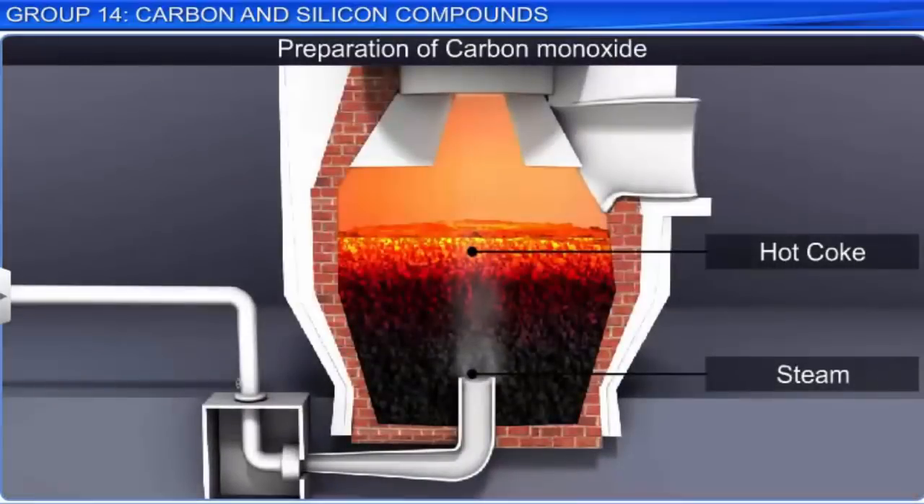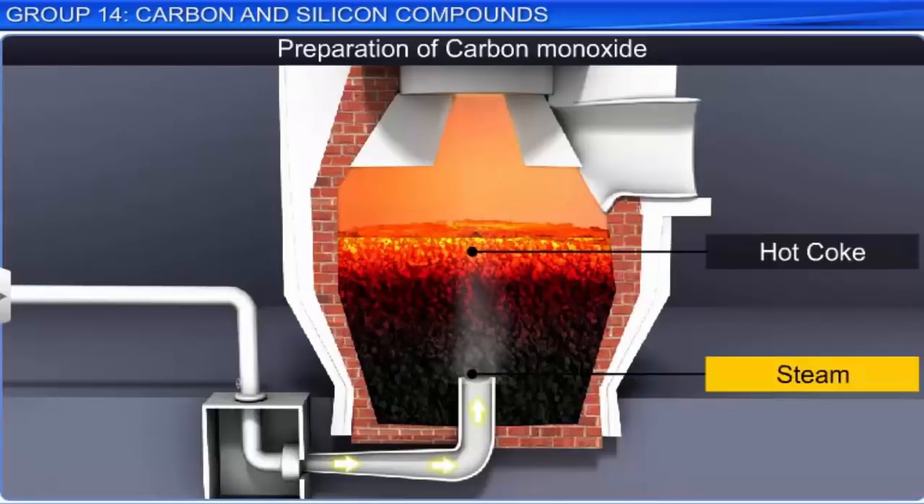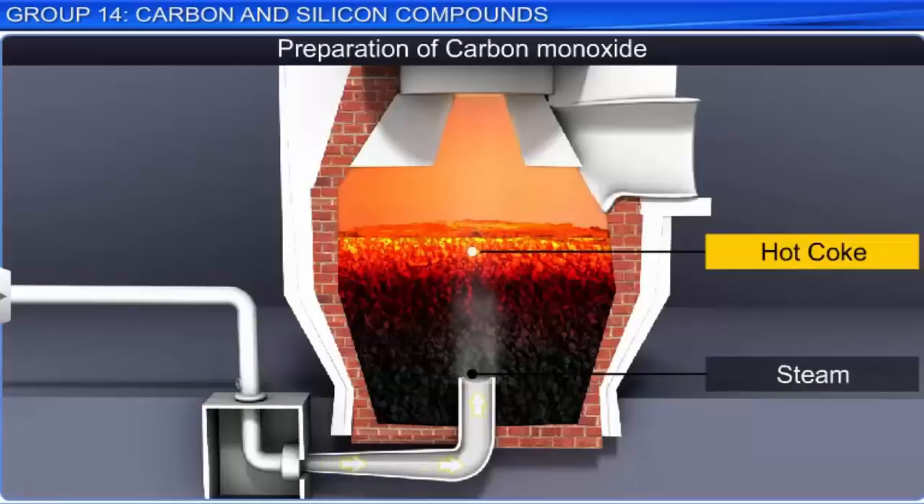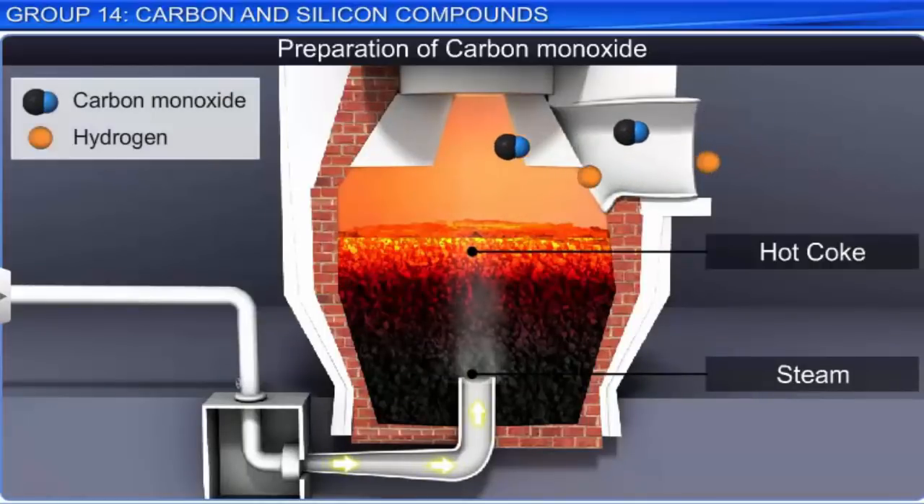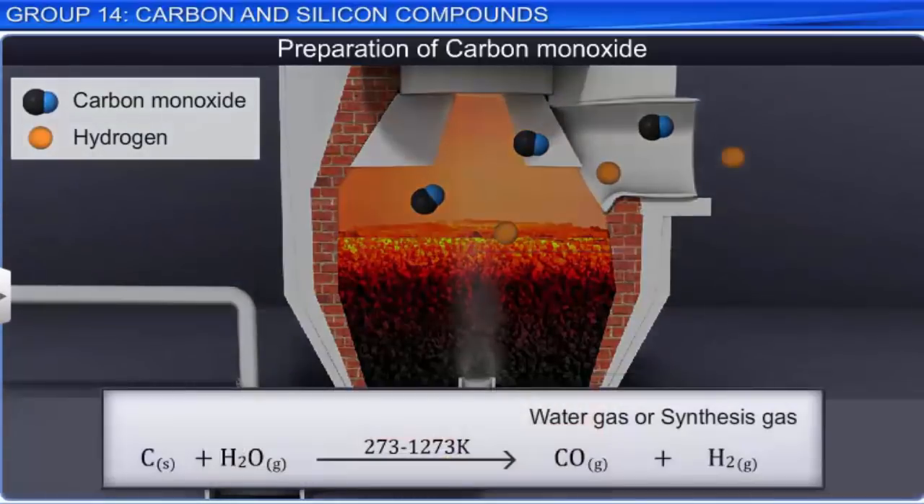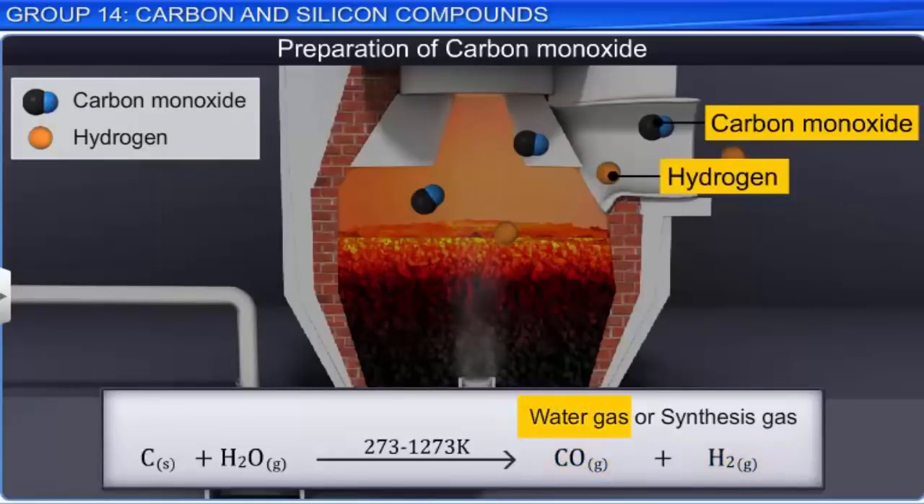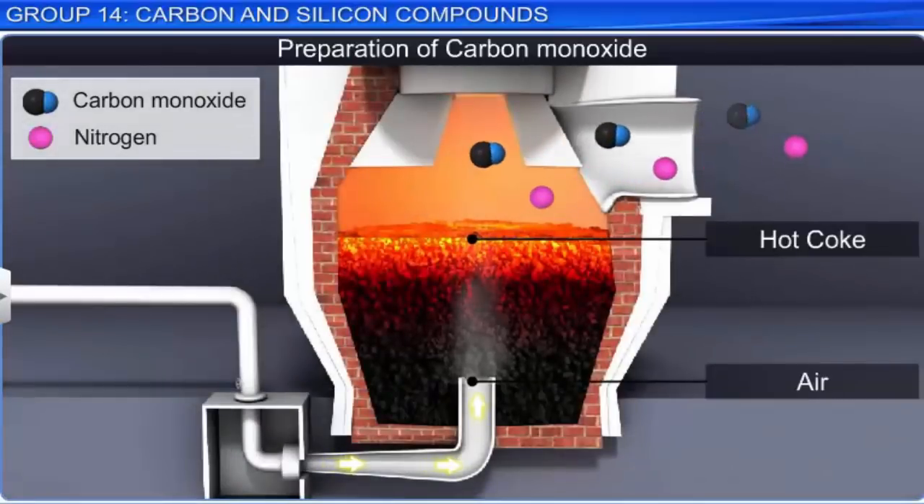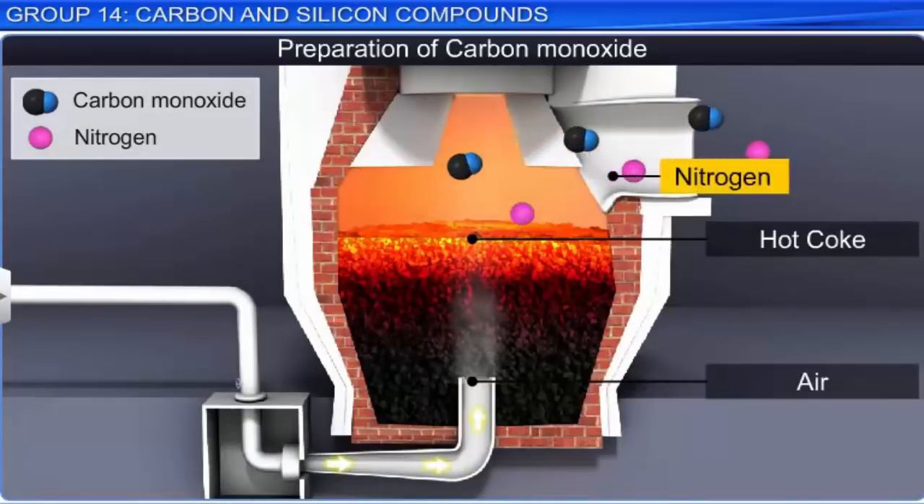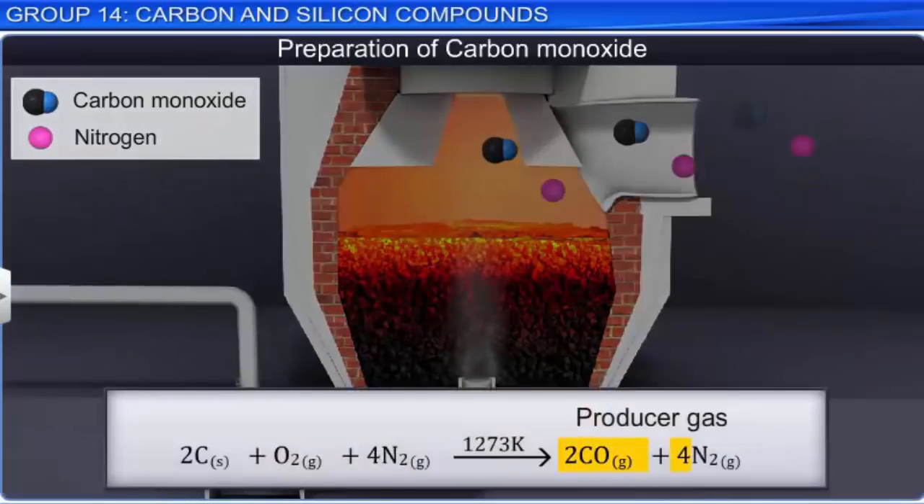On a commercial scale, carbon monoxide is prepared by passing steam over hot coke. This reaction produces carbon monoxide and hydrogen. This mixture of carbon monoxide and hydrogen is called water gas or synthesis gas. If air is passed over hot coke, nitrogen is produced along with carbon monoxide. The resulting mixture of carbon monoxide and nitrogen is called producer gas.